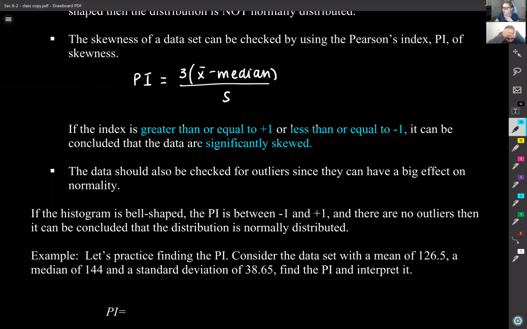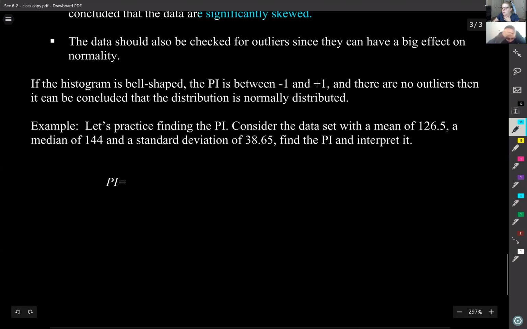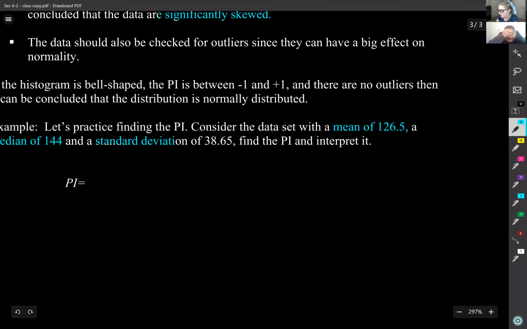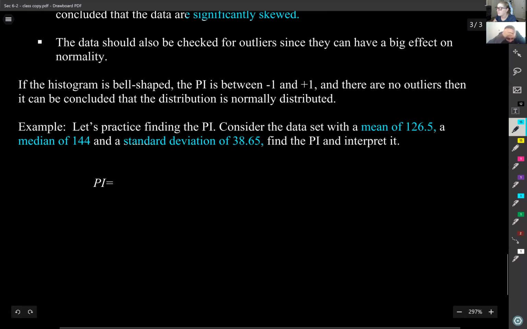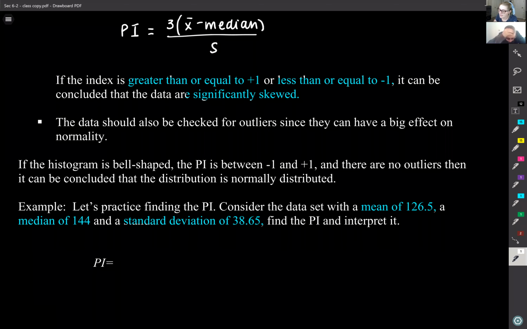So let's just wrap this up by doing an example of finding the PI. So consider the data set with a mean of 126.5, a median of 144, and a standard deviation of 38.65. So let's find the PI and interpret it. Let me scroll up so you can see the formula. The formula is given as 3 times the mean minus the median. So we have 3 times, our mean is 126.5, and our median is 144. And then we divide by the standard deviation.